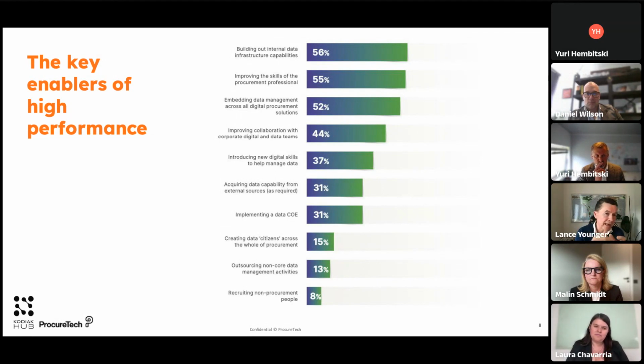Now, some of the areas at the tail here, where organizations aren't doing as much, is okay, because some of these are enabling activities that are very bespoke. They're done in conjunction with other activities. So for example, recruiting non-procurement people or outsourcing non-core activities are part of a mixture of enabling strategies that organizations need to take. You can't do them all, so you need to prioritize the right set of enabling actions to enable you to have high performance as well.